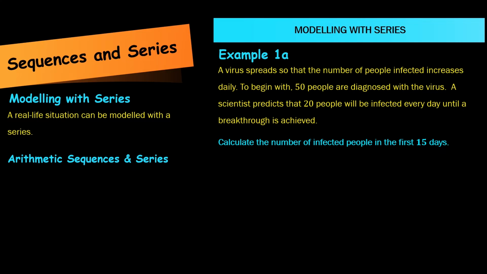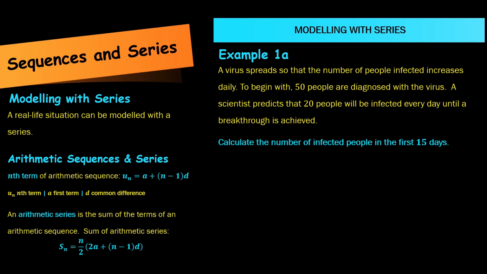Now clearly, this is an arithmetic sequence because we start with 50 who have been diagnosed with the virus, and then we add 20 every day. So we're adding on the same amount every day. So the nth term, recall, of an arithmetic sequence is u subscript n equals a, which is the first term, plus n minus 1 times d, where d is the common difference.